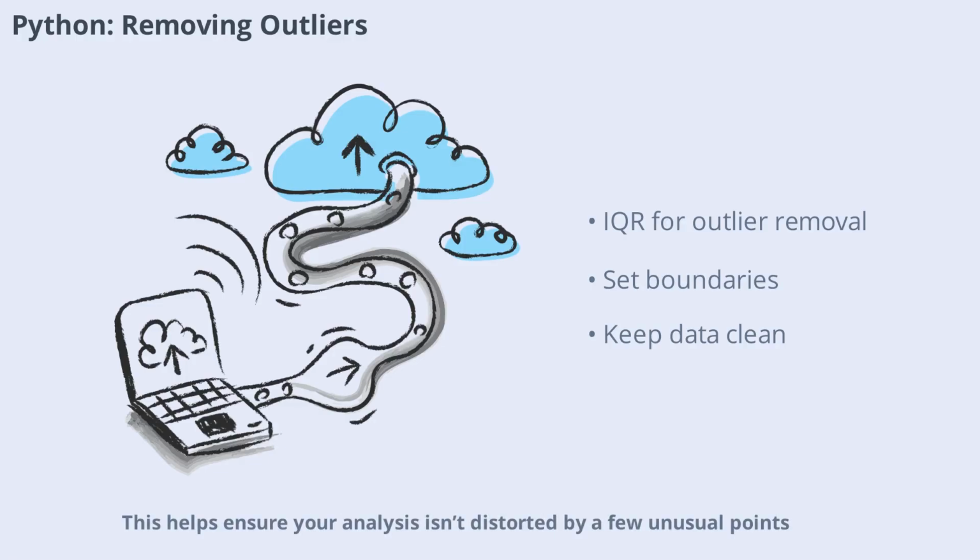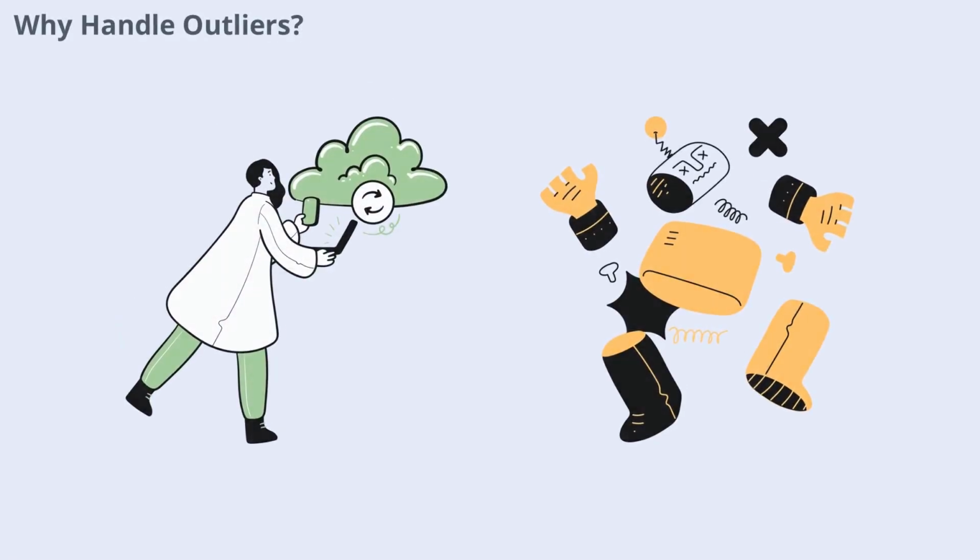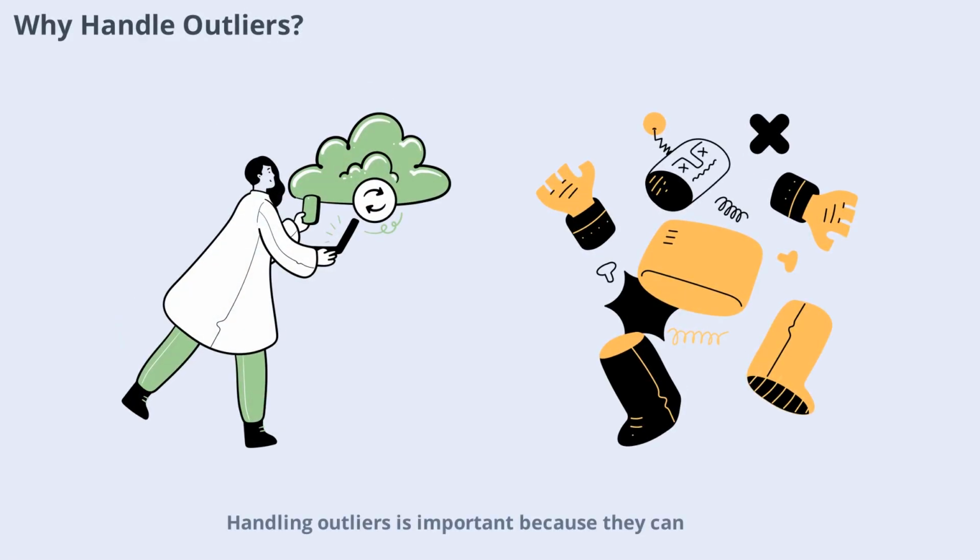This helps ensure your analysis isn't distorted by a few unusual points. Handling outliers is important because they can have a big impact on your results. One or two extreme values can pull averages up or down, making trends look stronger or weaker than they really are. By removing or capping outliers, you make your analysis more accurate and your conclusions more reliable.